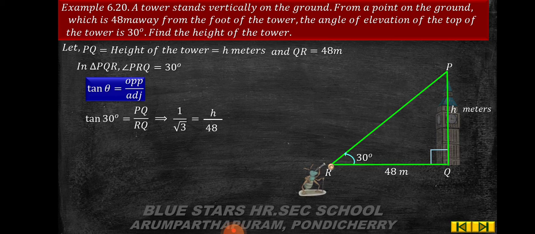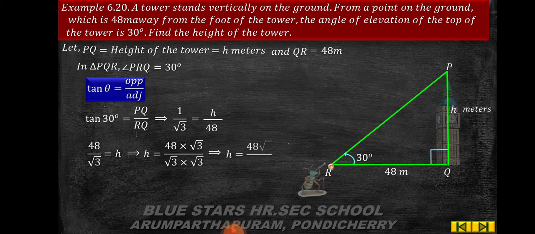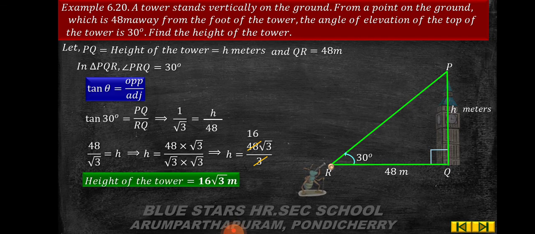Then the next step is you have to do the cross multiplication. So 48 by root 3 is equal to H, which implies height is equal to 48 into root 3 by root 3 into root 3. So therefore the height H is equal to 48 root 3 by 3. Then if you cancel out 48 and 3, you get the height is equal to 16 root 3. Therefore the height of the tower is 16 root 3 meter.